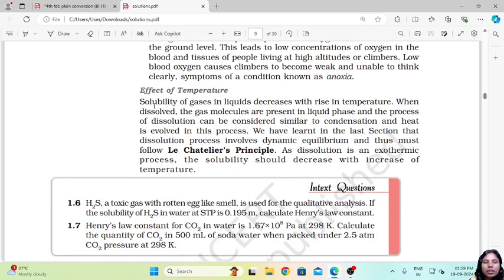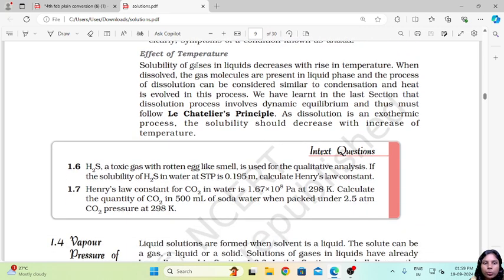Now let's look at the effect of temperature. We spoke about the effect of pressure, now we'll see about temperature. Solubility of gases in liquids decreases with increase in temperature. When dissolved, the gas molecules are present in the liquid phase, and the process of dissolution can be considered similar to condensation, and heat is evolved in this process.